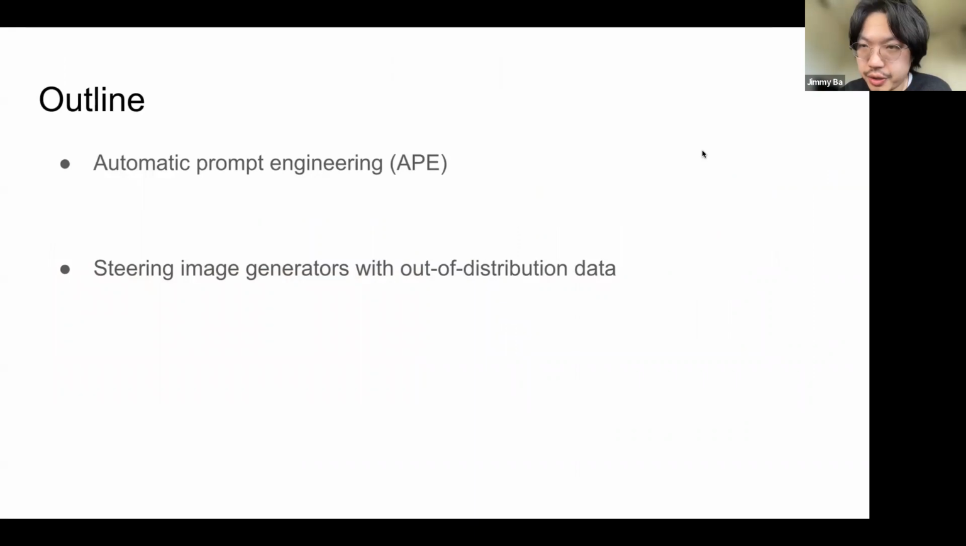Okay, so I hope that answered the question. Now we have the second part, which is steering the image generators with out of distribution data, right?